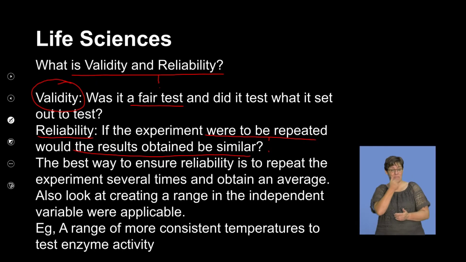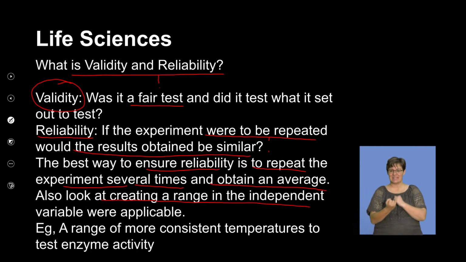The best way to ensure reliability is to repeat the experiment several times and to obtain an average. Also look for creating a range in the independent variable where applicable. For example, when you are looking at the effect of temperature on the rate of a reaction, use a range of temperatures that are consistent, rather than, I'll give you an example, an inconsistent range of temperatures.